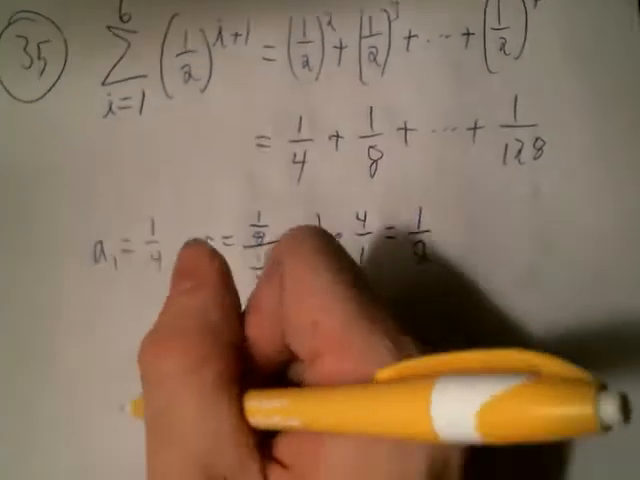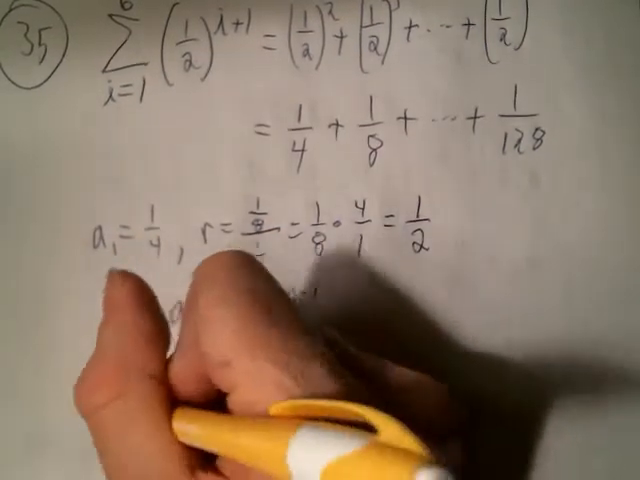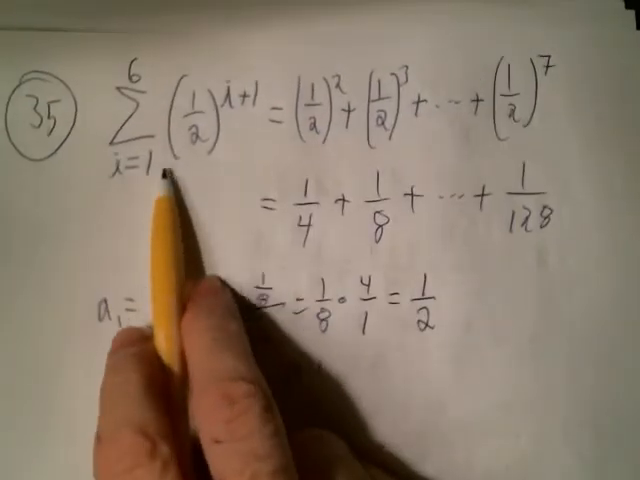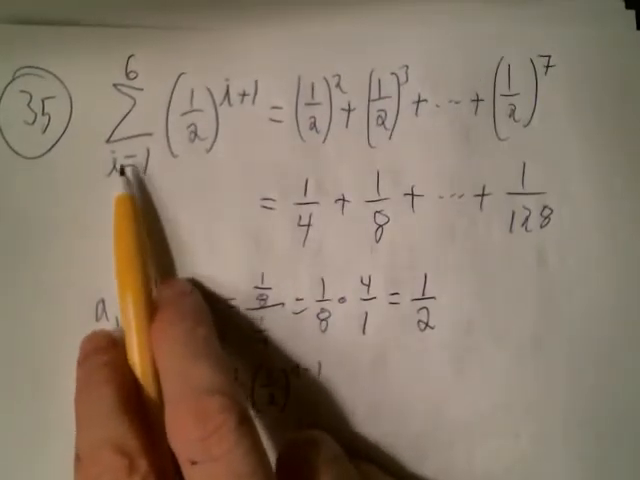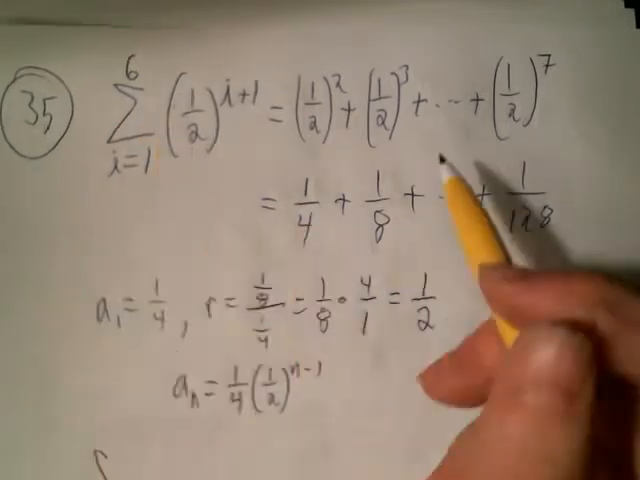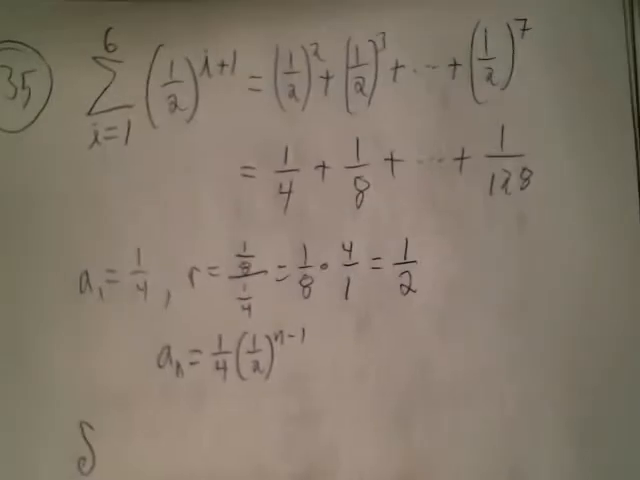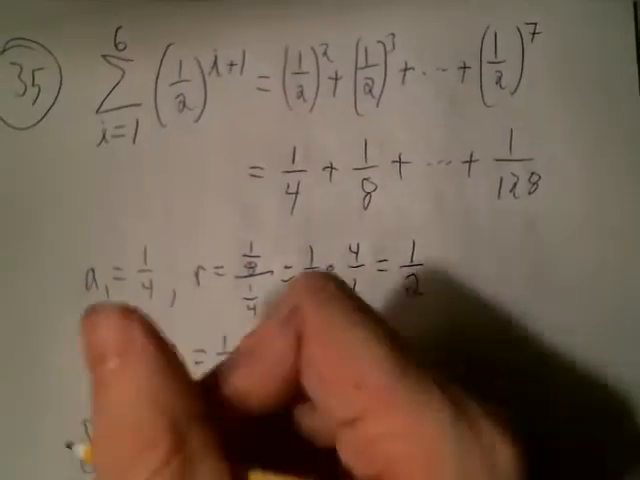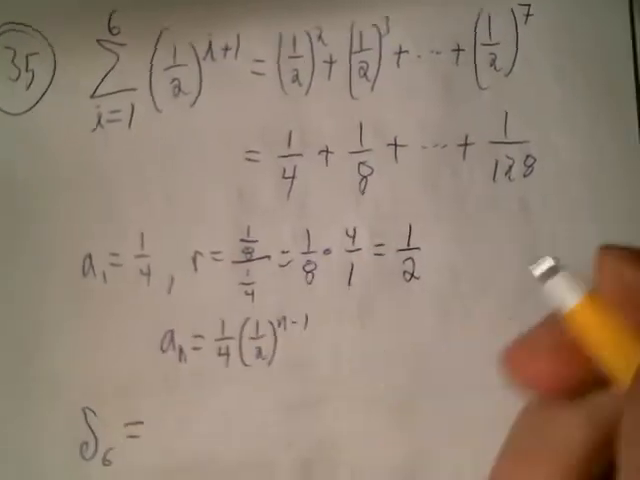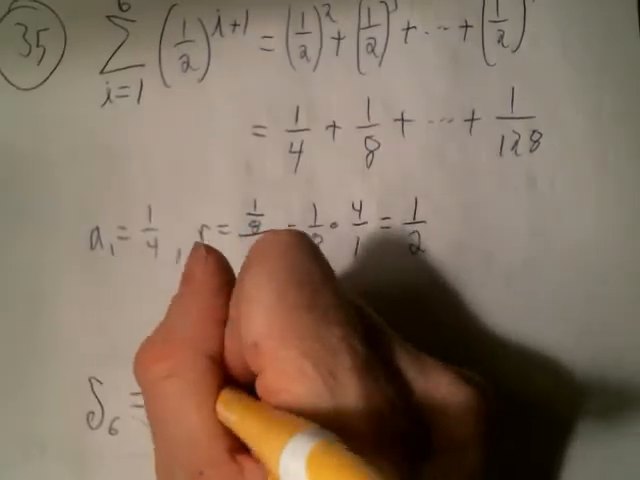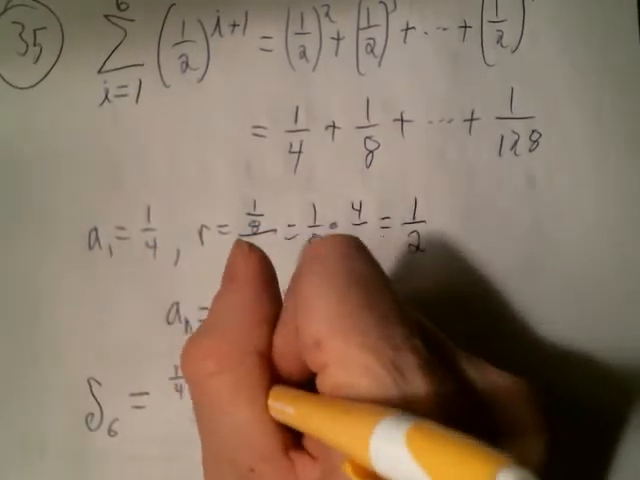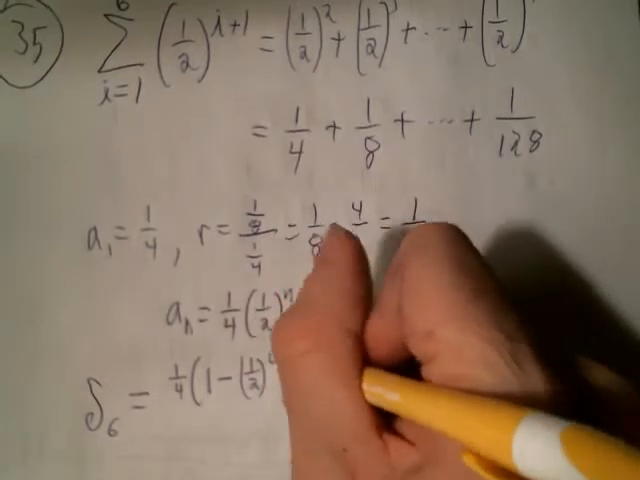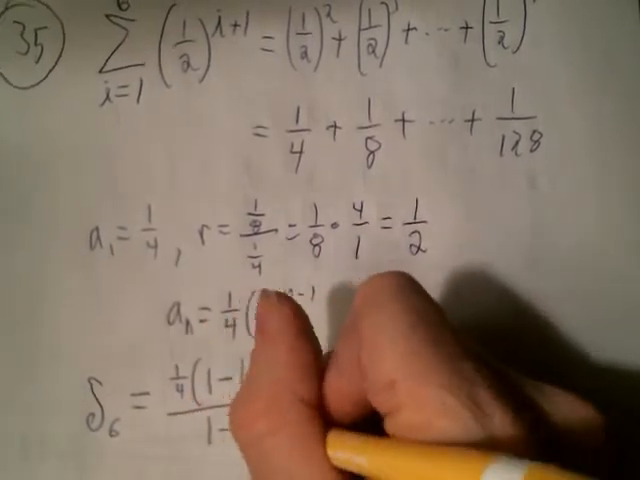Okay, so anyways, what we want is the actual sum of the first 6 terms. So if you look at the index, we're going from the lower limit 1 to the upper limit 6. So you count them on your fingers, 1, 2, 3, 4, 5, 6. So it must be S sub 6. And that'll equal a sub 1, which is 1/4, times 1 minus r, which is 1/2, to the 6th, all over 1 minus r.